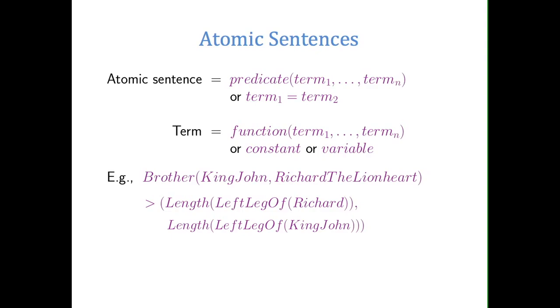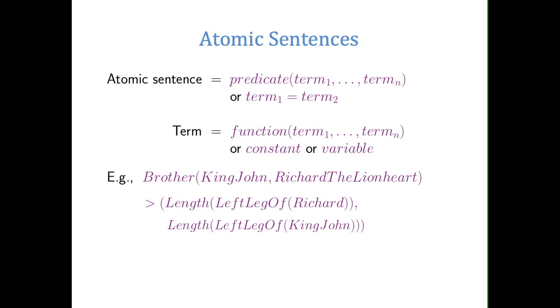So what can we express in first-order logic? Well, let's start with the concept of atomic sentences. Typically, an atomic sentence is either a predicate, like brother, followed by a left parenthesis, a number of terms separated by commas, and a closing parenthesis. Or an atomic sentence is term 1 equals term 2. So what's a term? Well, it's either a function with the same syntax as a predicate, or it's a constant, or it's a variable. We can think of terms as being things and predicates as being relations.